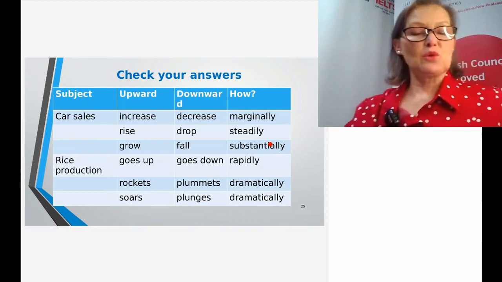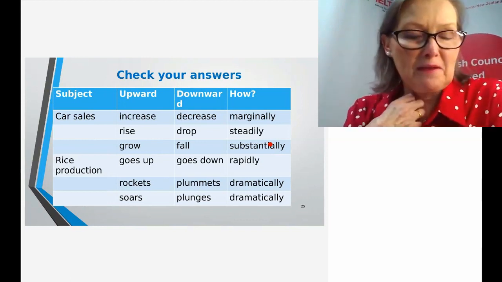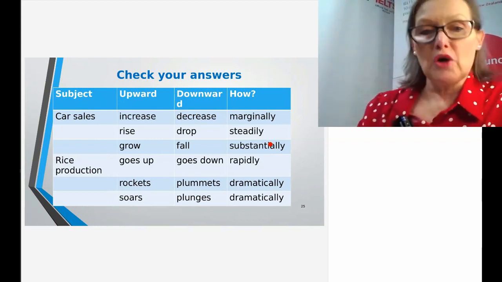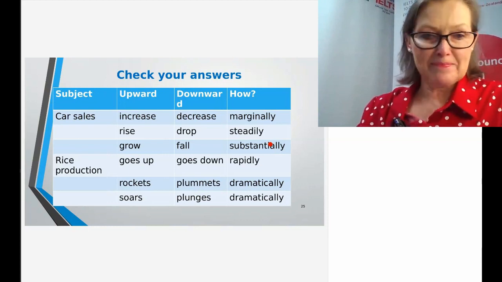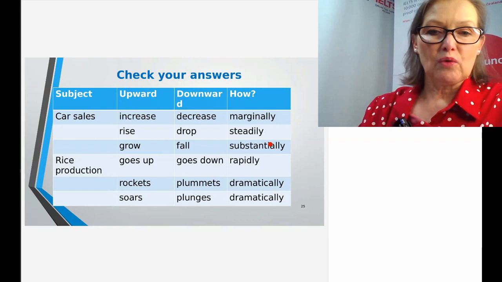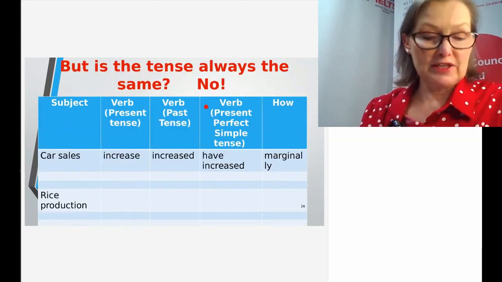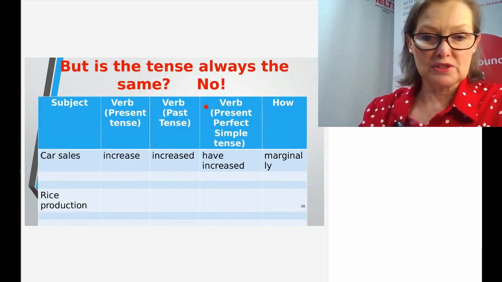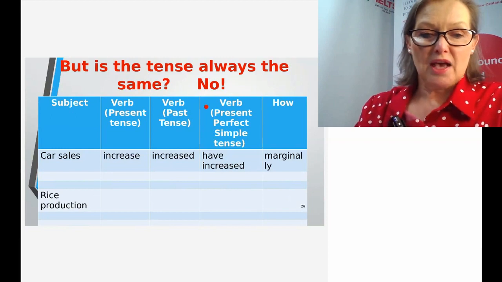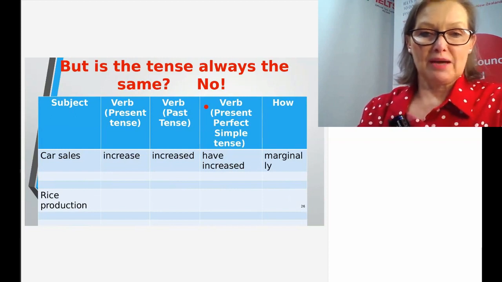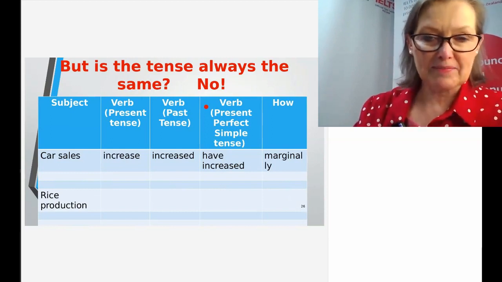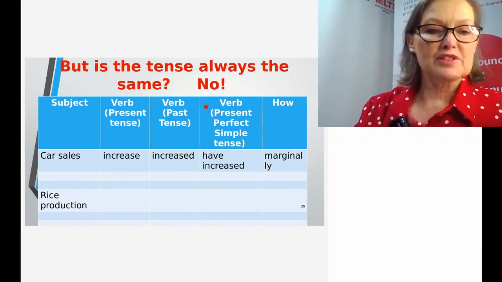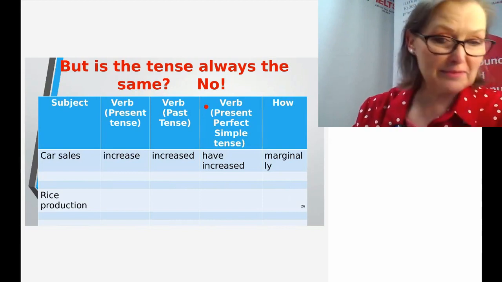But is the tense always the same? And no, it isn't. This is another way in which the examiner loves to test me, because obviously with my verbs come my irregular verbs, and these are quite important. So let's have a look at a couple of different changes in the tense, and I've just done the 3 for today.